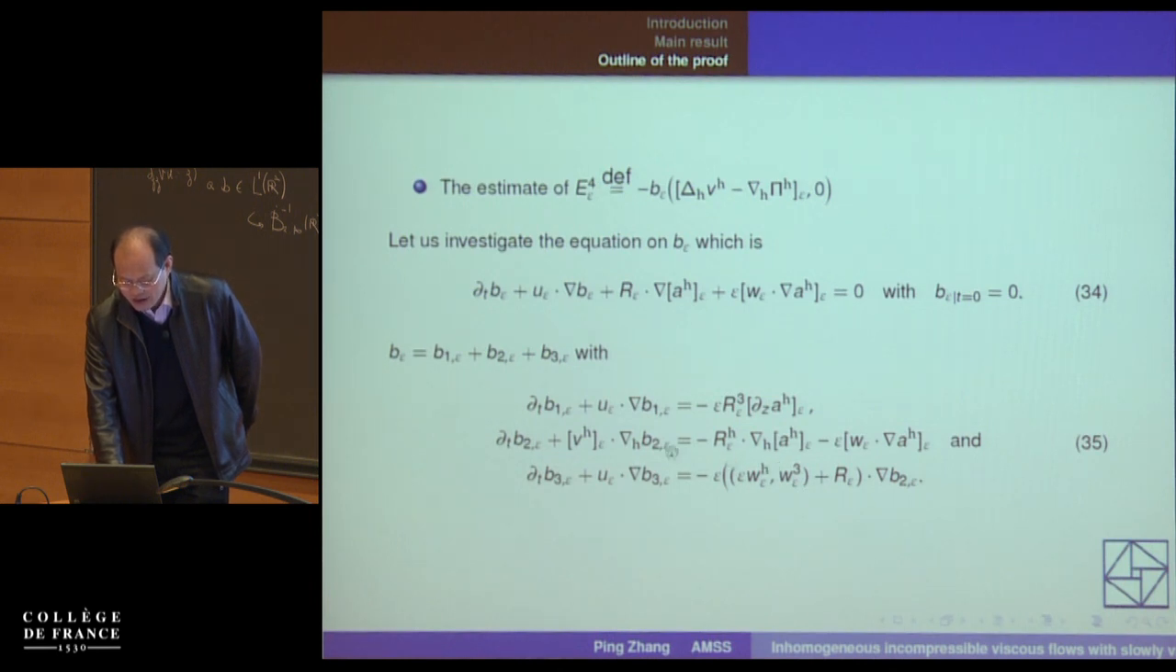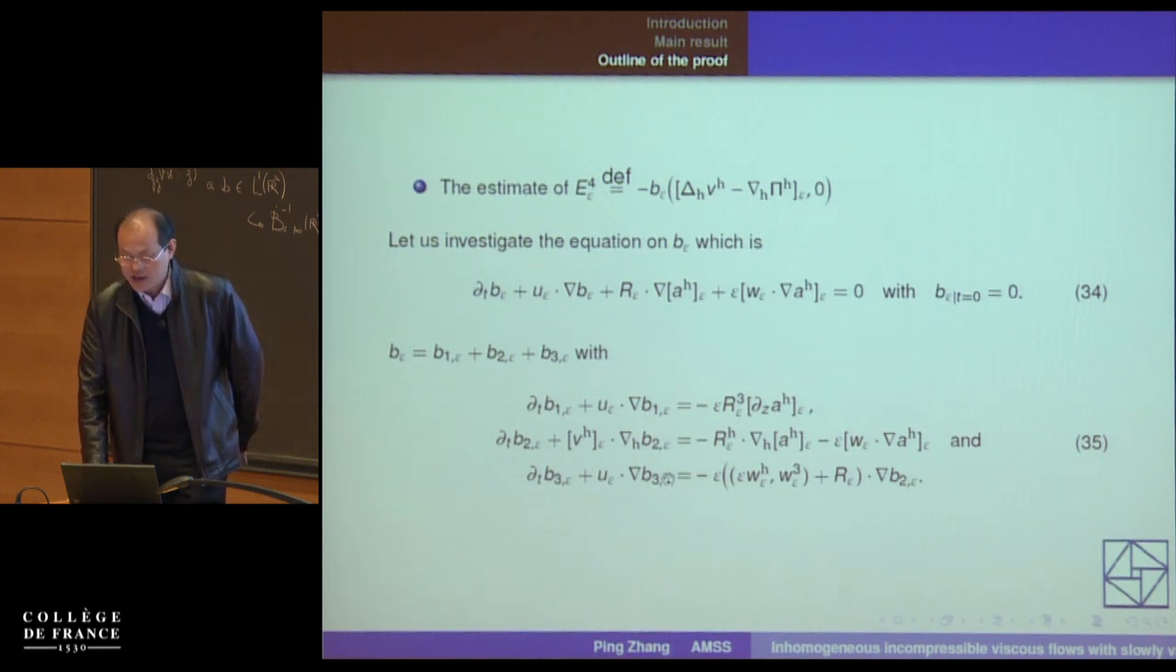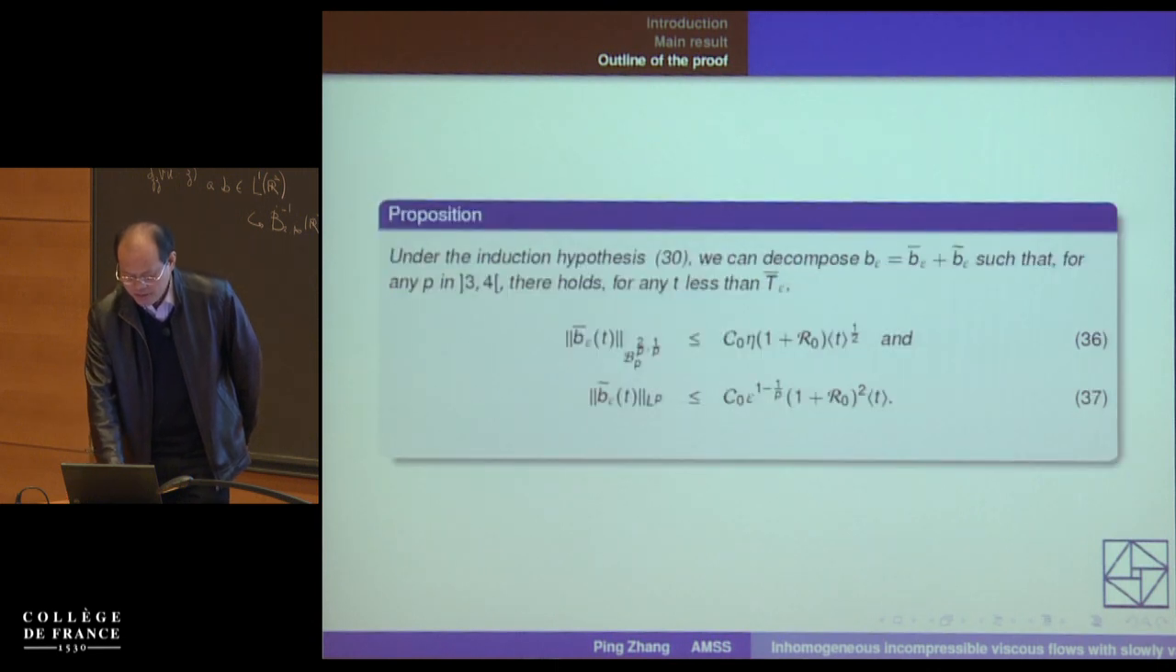But the observation here is that the convection velocity field only has convection in the xh variable, for the x1 and x2 variables. But we don't have this convection in the x3 variable. For a transport equation like this, we can prove the propagation of anisotropic regularity. And for this term and this term, we can use the classical L2 type energy estimate. So in this way, we can prove the following proposition.